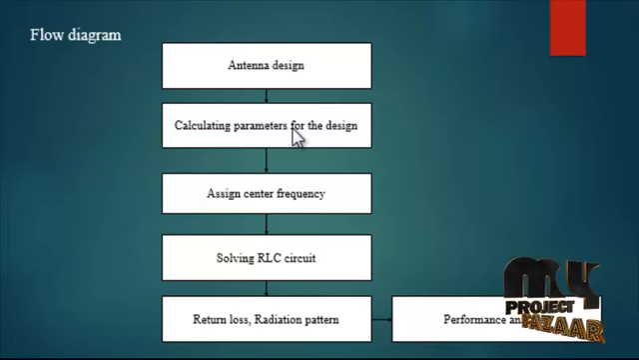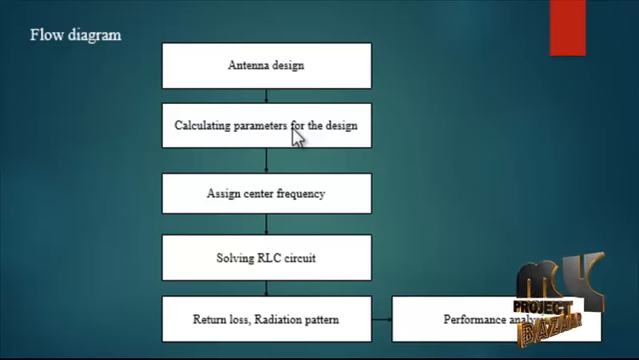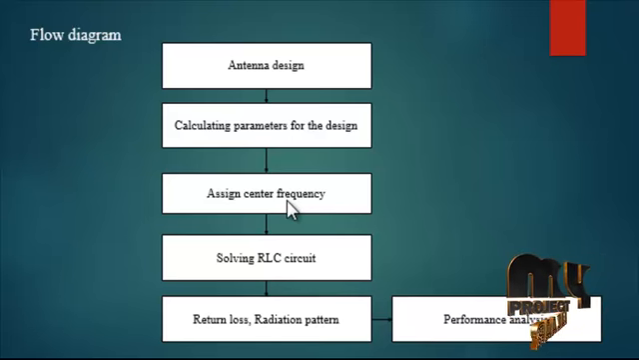Now calculating the parameters of the design: the FR4 substrate is used, the height is 1 mm, epsilon r is equal to 4.4, and tan delta is equal to 0.02. The lower patch is etched with 2 mm thickness. These are the calculated parameters for the design, and then we assign the center frequency, that is 5.8 GHz, for the MBAN band application.